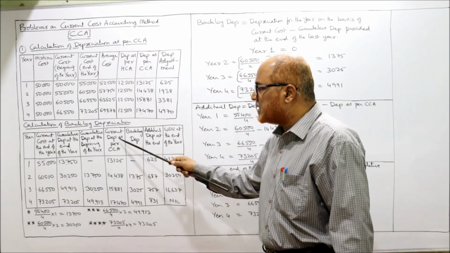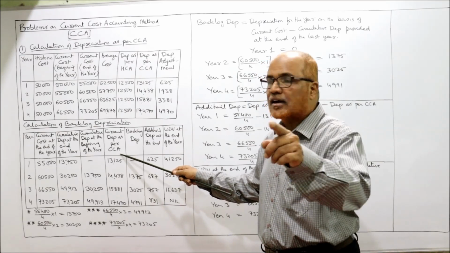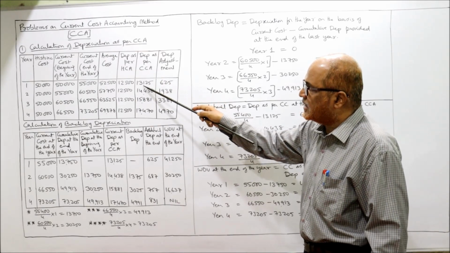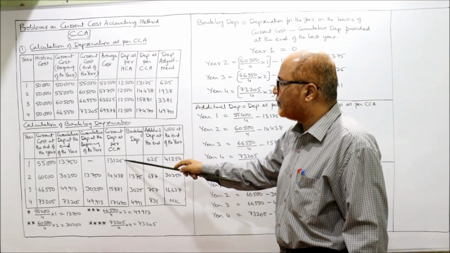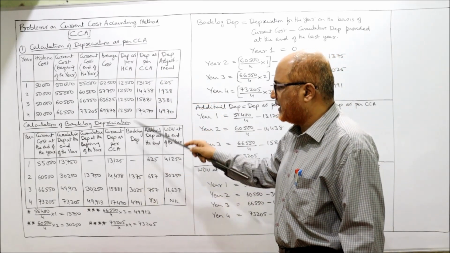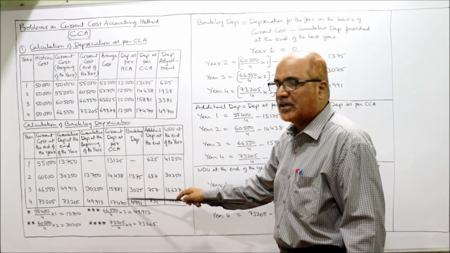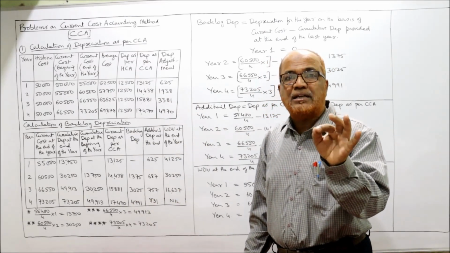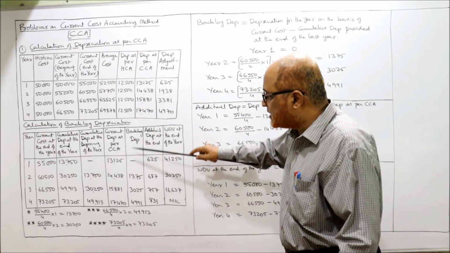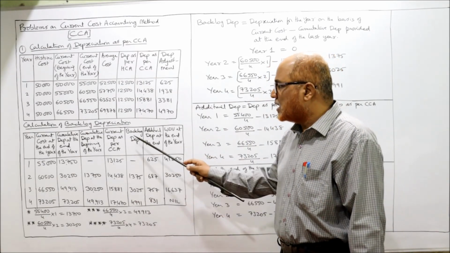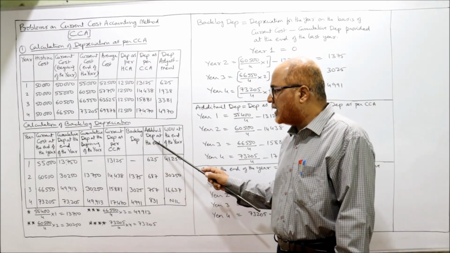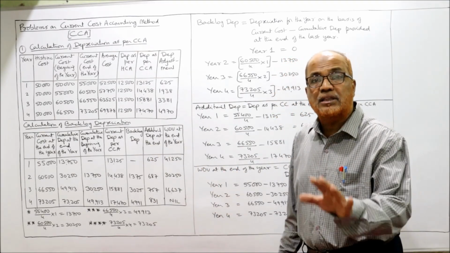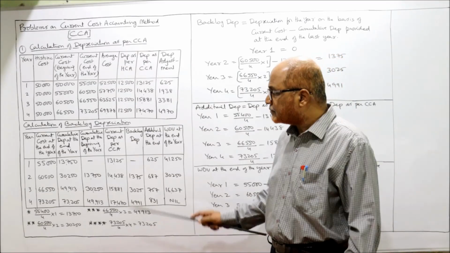Now current depreciation as per CCA, here you have calculated. Depreciation as per CCA: 13,125, 14,438, 15,881, 17,470. Same I have copied, current year CCA. Now ultimately we have to find out these three columns. What are the three columns? Backlog depreciation, additional depreciation at the end, and WDV at the end of the year. These three things we have to calculate.